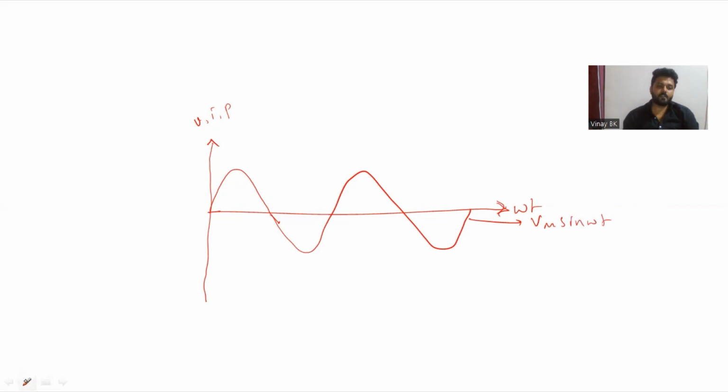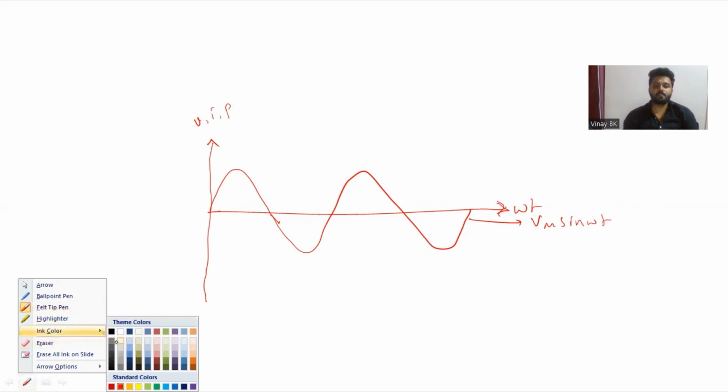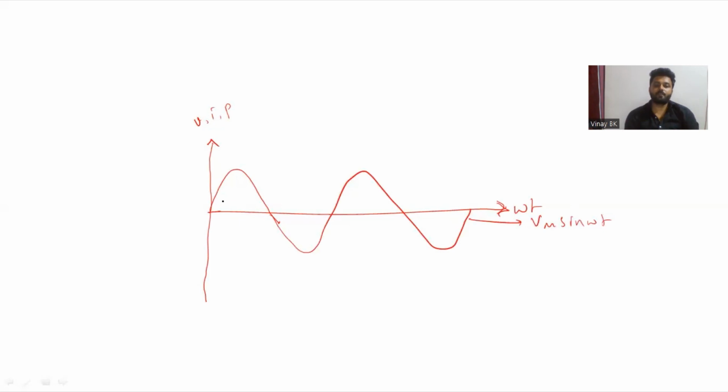Now we already know that the current is in phase with the voltage, so the current waveform follows the voltage waveform, but the amplitude of the current waveform is less than the amplitude of the voltage waveform, so you can get the current waveform like this. This current is given by Im sine omega t. Now 0, pi, 2 pi, 3 pi, 4 pi.